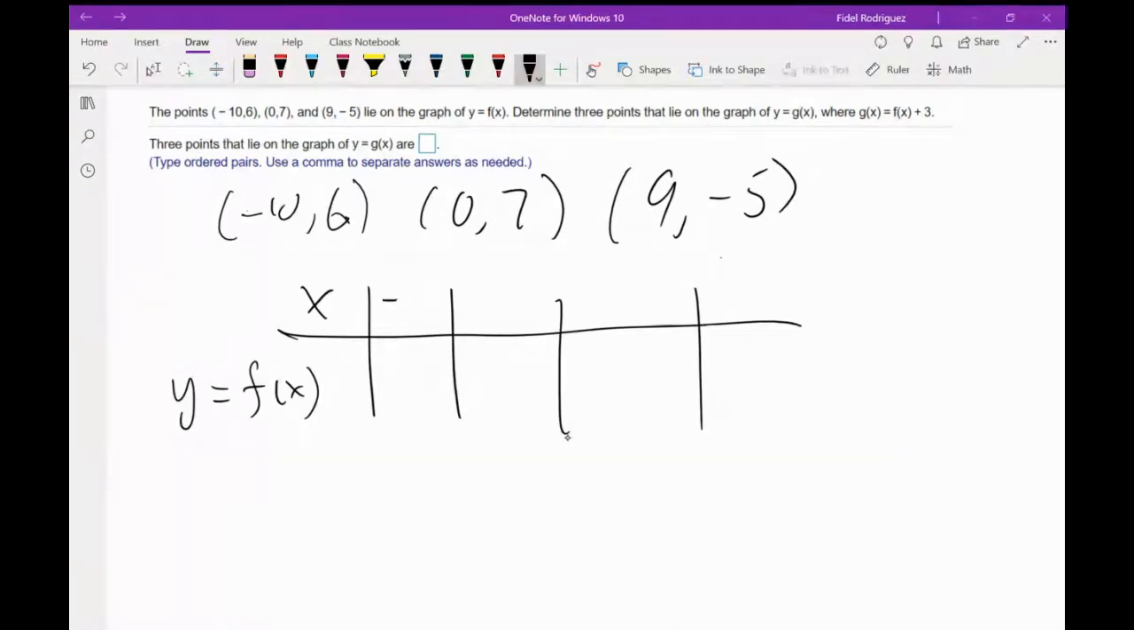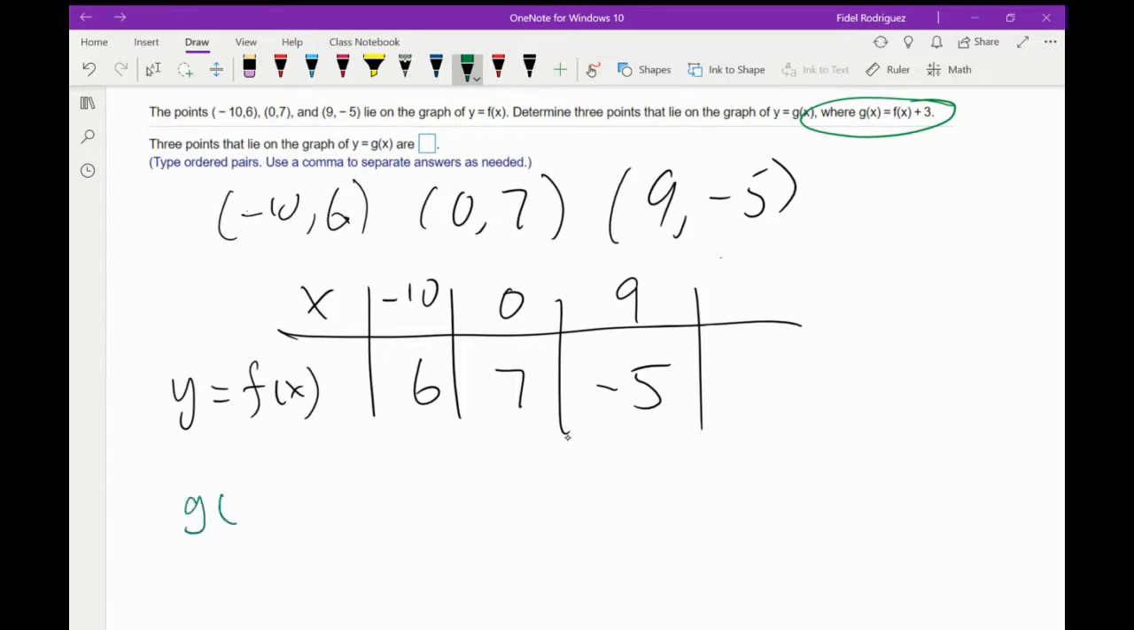So when x is negative 10, y is 6. When x is 0, when x is 9, y is negative 5, right? And then what we're going to do is figure out how I would do this one. It tells me that g of x is equal to f of x plus 3.